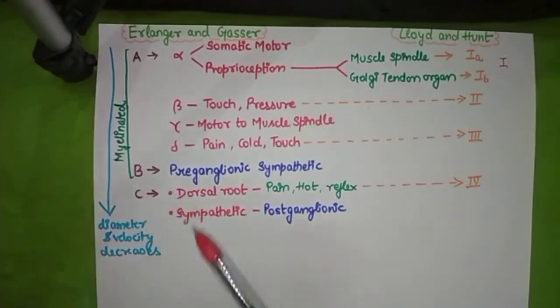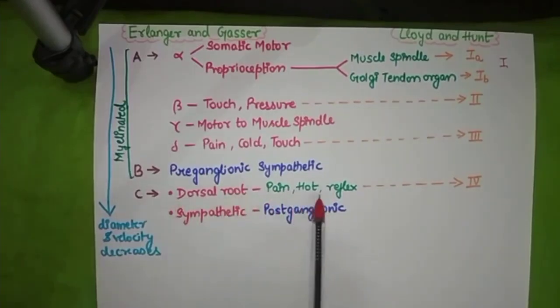Then C has a dorsal root and sympathetic. Dorsal root carries senses for pain, hot temperature and reflex. It is pure sensory, so we'll be giving it name 4 in Lloyd and Hunt classification.